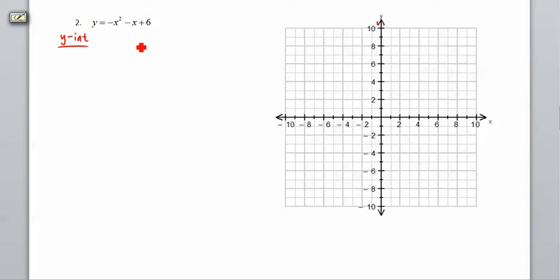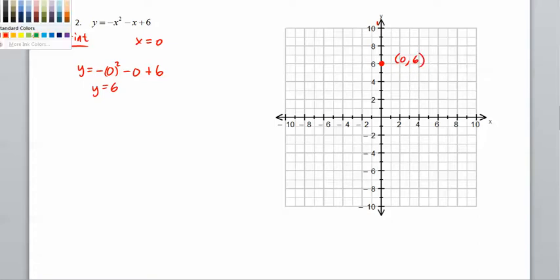The y-intercept we know we get when x equals 0. The math doesn't change just because there's a negative in front. So y equals negative 0 squared minus 0 plus 6. 0 squared is 0, minus 0 is 0, plus 6 is 6. So y equals 6. There we go. So we go up to y equals 6. There's my first point, 0, comma 6.